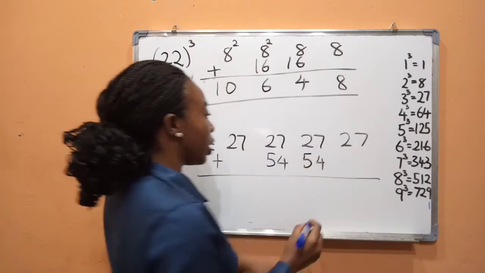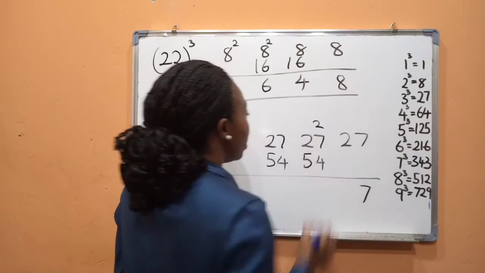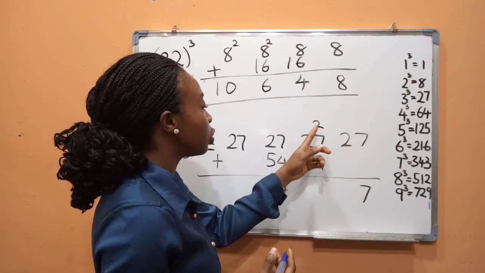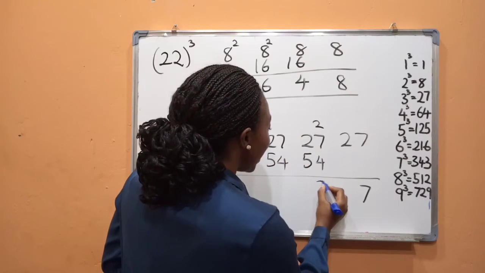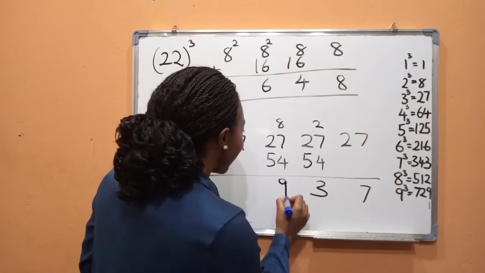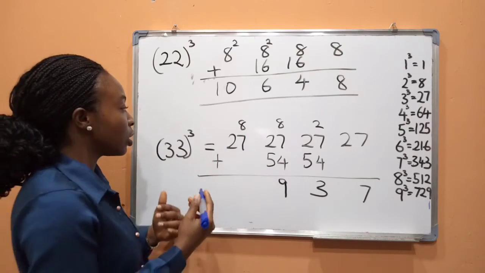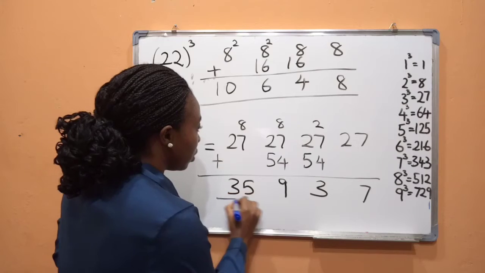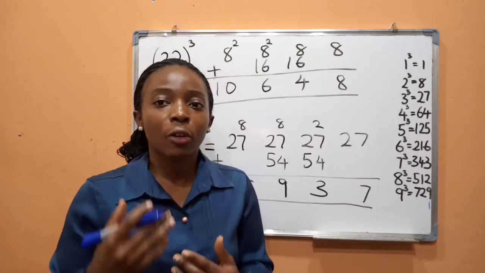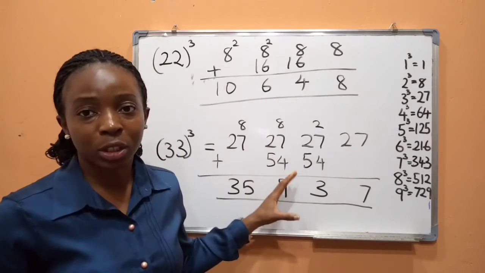So 27 plus 0 gives us 27. So we write 7 and carry 2. Now 27 plus 54 gives us 81. 81 plus 2 gives us 83. So we write 3 and carry 8. 81 plus 8 gives us 89. Write 9 and carry 8. Now, 27 plus 8 gives us 35. So you can go ahead and practice more questions like 44 and 55. You're going to see that you're going to be getting exactly the same thing, the correct answers.